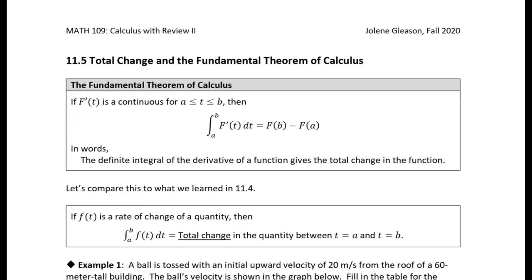Today we're going to be talking about the fundamental theorem of calculus. And you know it's got to be good because it's called the fundamental theorem. All right? But there's really nothing new here.